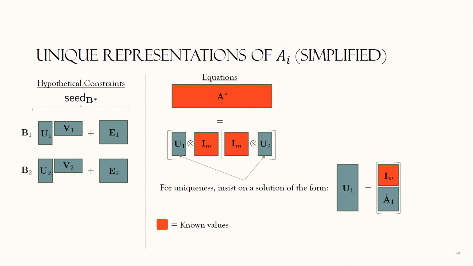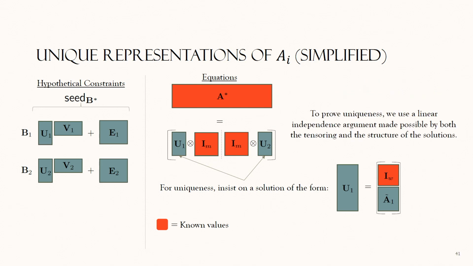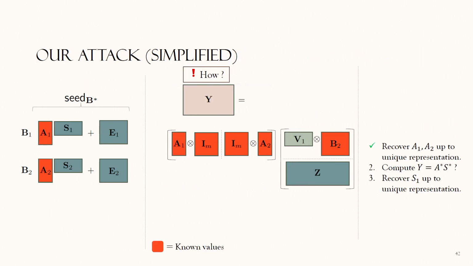So in other words, for uniqueness, we're going to insist on a solution of the form where the top block is the identity. And actually, this is the intended solution, of course, the one I just showed you. And in fact, this is enough to prove uniqueness. This enables a linear independence argument made possible by both this form of the solution and by tensoring.